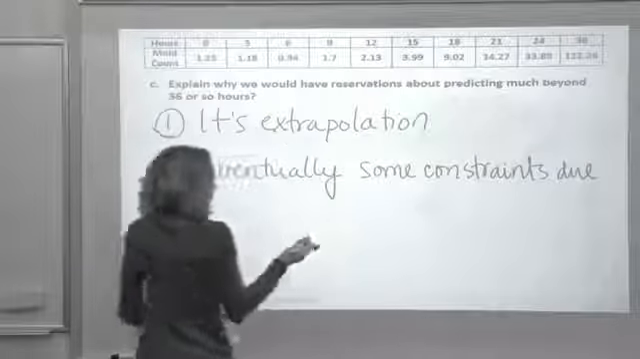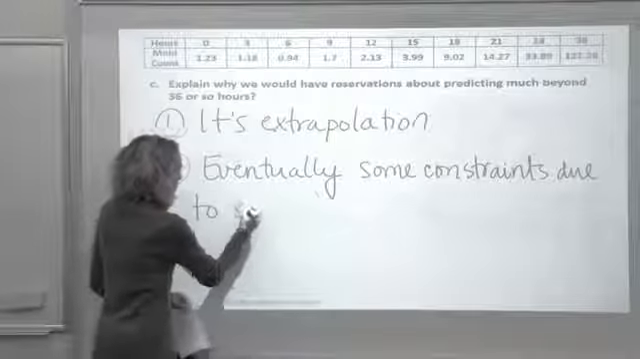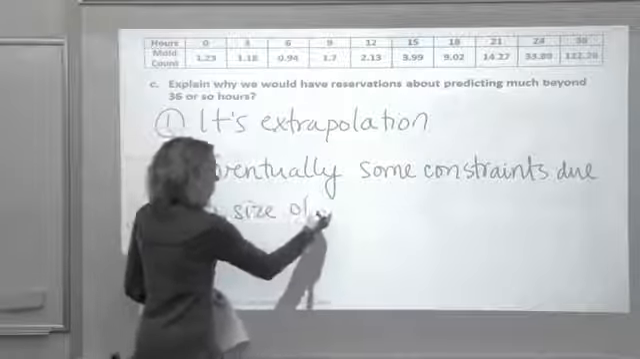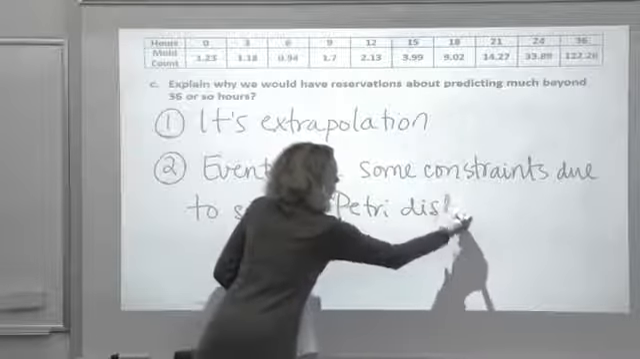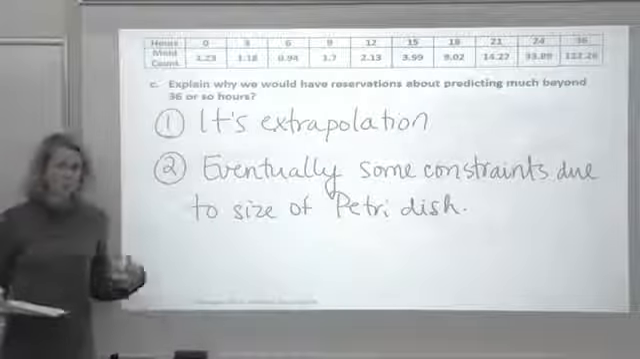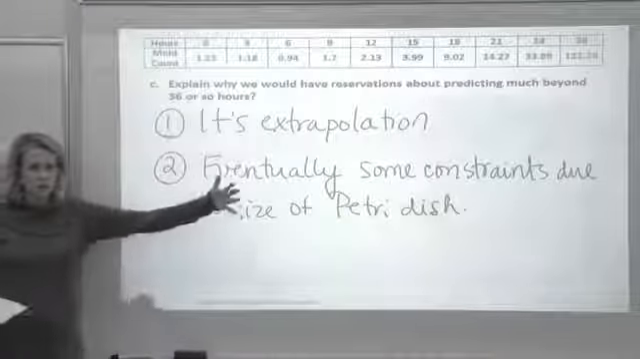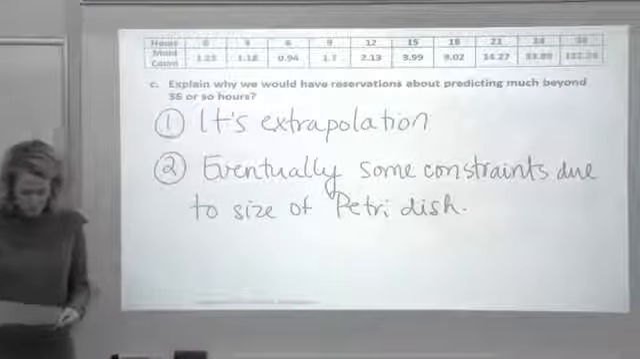So eventually there's some constraints, maybe due to the size of the Petri dish. It might be okay to predict what happens after 37 hours, but we probably don't want to go out and find out what happens after 50 hours.